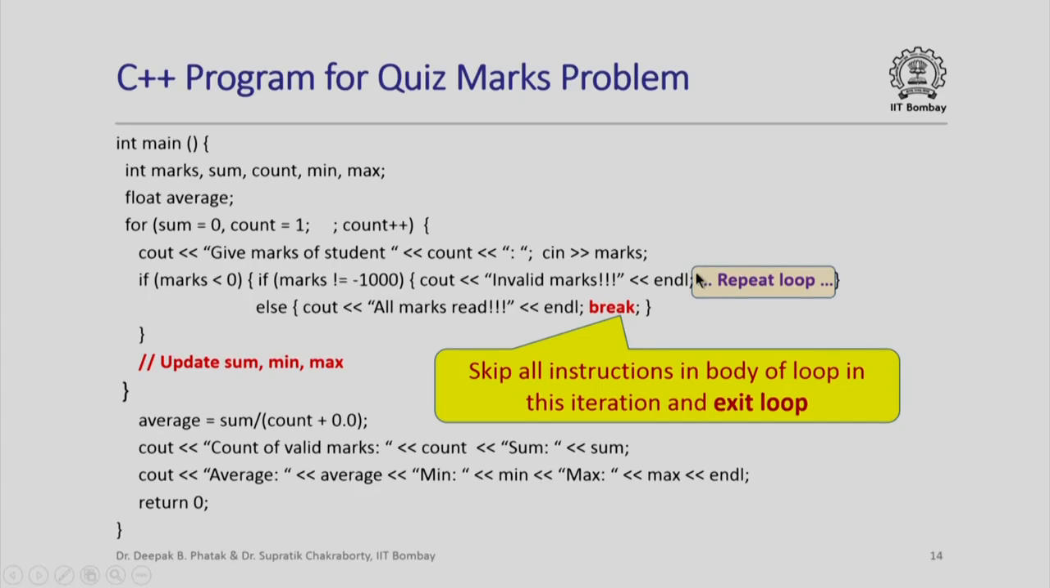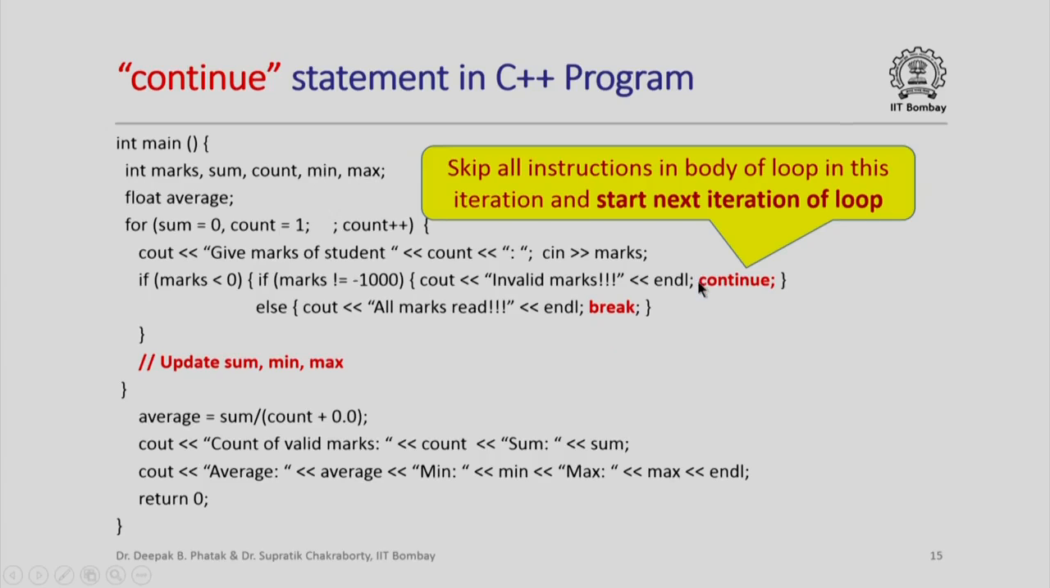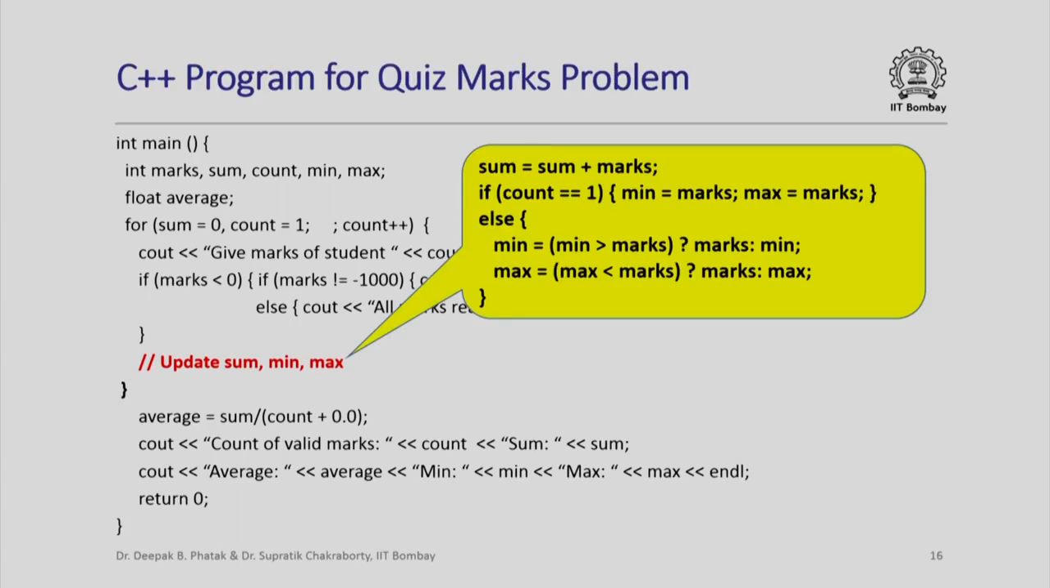So it turns out that in C++ there is a facility to do this called a continue statement. Just like the break statement, it skips all instructions in the body of the loop in this iteration, but instead of exiting the loop, it goes back to the start of the loop and starts the next iteration of the loop. So here you see that break and continue can be conveniently used inside this if else to ignore invalid marks and also to jump out of the loop when we have read all the marks.